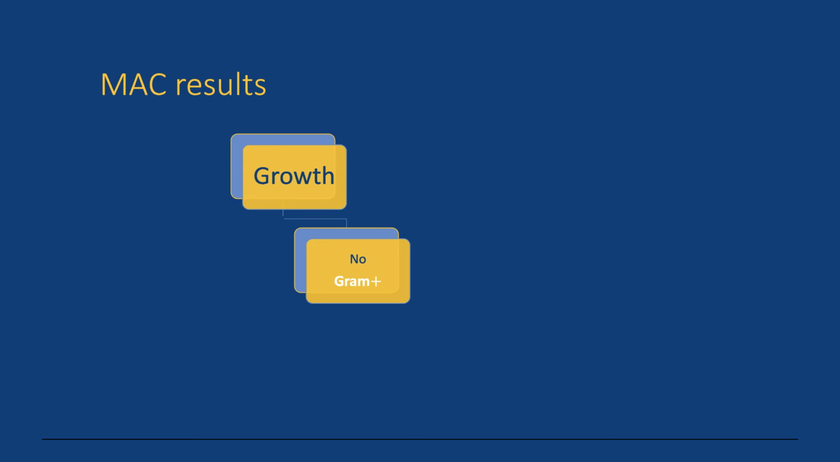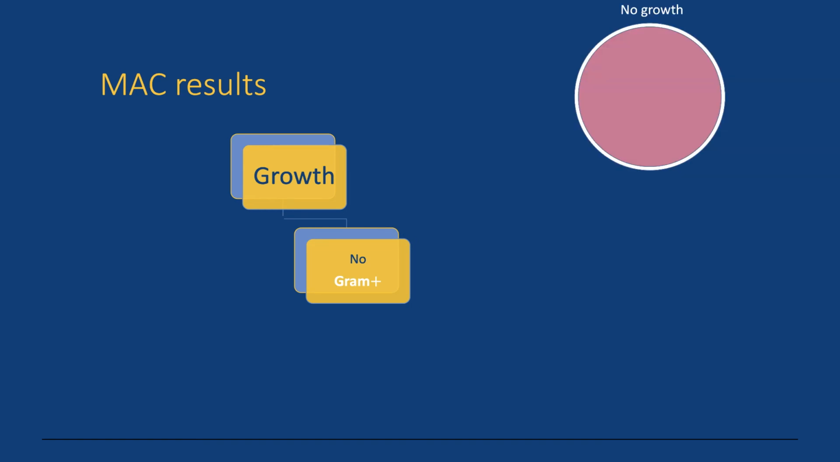Any bacteria that grow on MAC will be gram-negative. If there is no growth, the bacteria you picked up were all gram-positive, or some of the gram-negative bacteria that cannot grow on MAC. They do exist. If there is growth, the bacteria are definitely gram-negative.